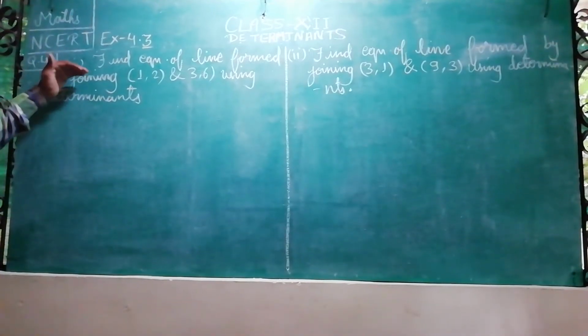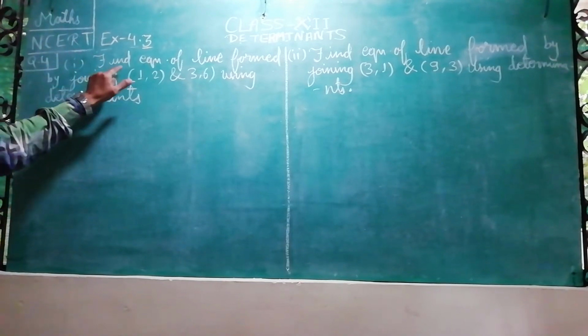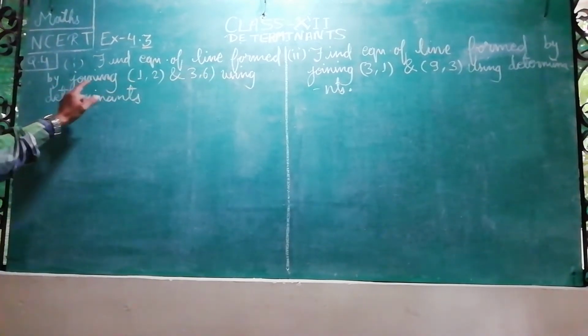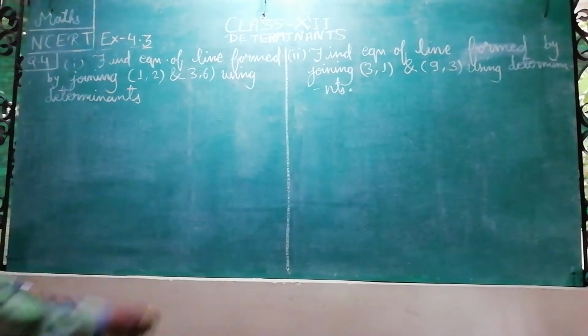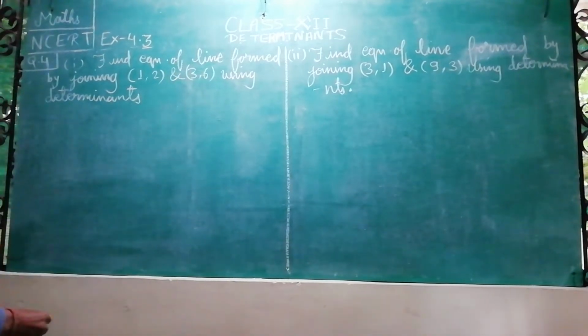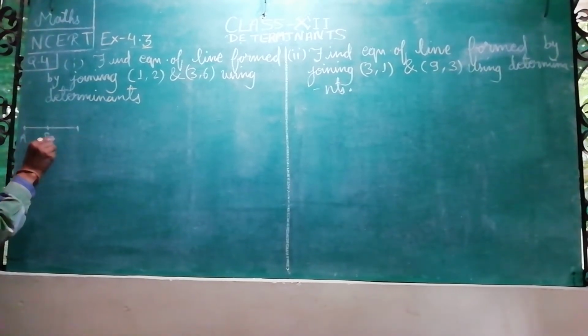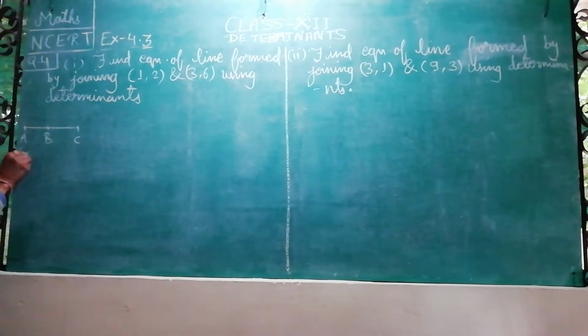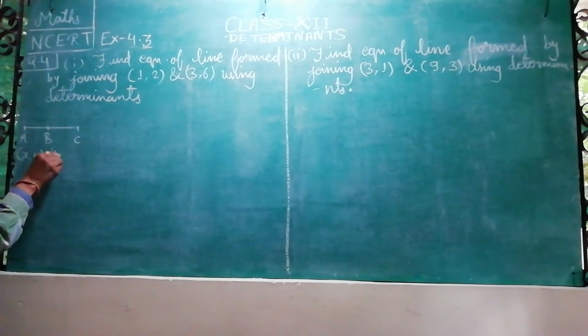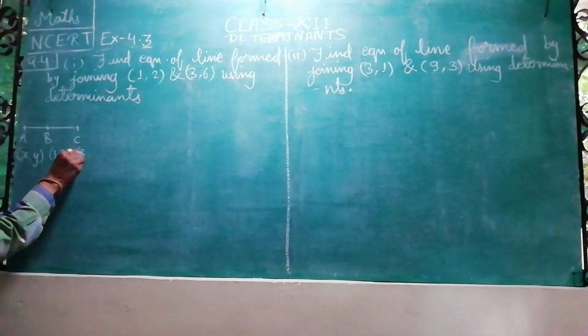Now question 4, first question: find the equation of the line formed by joining (1, 2) and (3, 6) using determinants. Let me tell you one thing. Suppose this is a line and we have three points A, B, C. Suppose we take this point (x, y), this point (1, 2), and this point (3, 6).